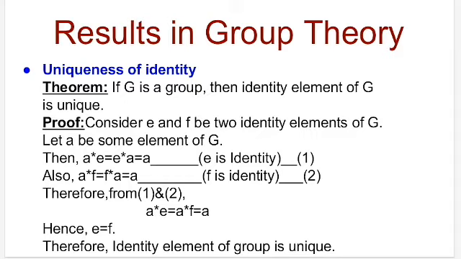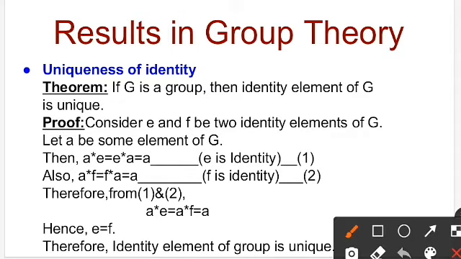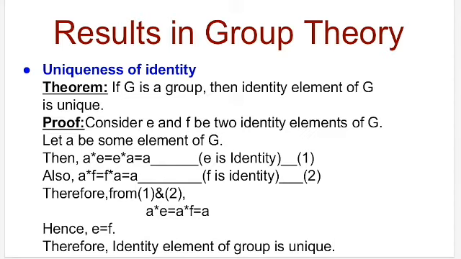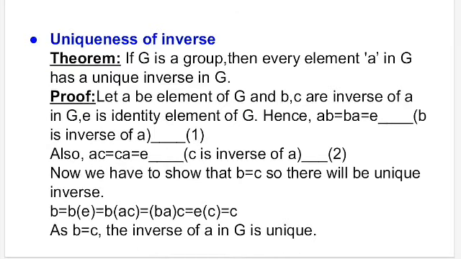So we can say that E is equal to F, because here we are saying that A star E is equal to A star F is equal to A. Therefore we can cancel out A and we can say that E is equal to F. Therefore the identity element of a group is unique. So this was the proof. Now we will go to the next theorem.